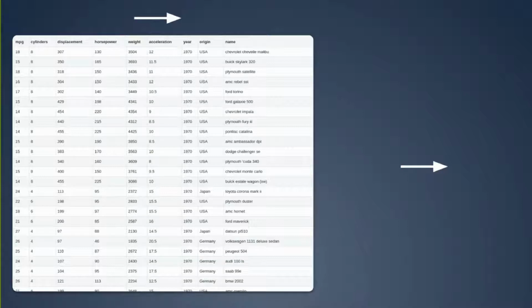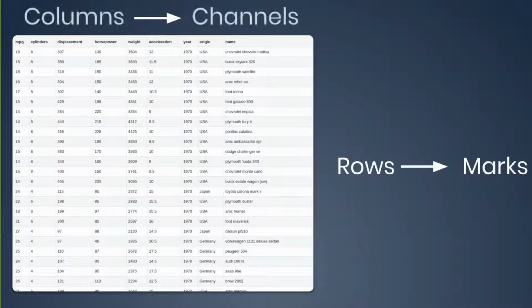So consider this table. It's, I believe, the miles per gallon data set from the UCI machine learning repository. The idea is that rows of the table, in this case particular models of cars, correspond to marks on the screen. And then columns of the table, like miles per gallon, cylinders, displacement, horsepower, map onto channels. And taken together, the mapping of rows to marks and columns to channels forms a data visualization.